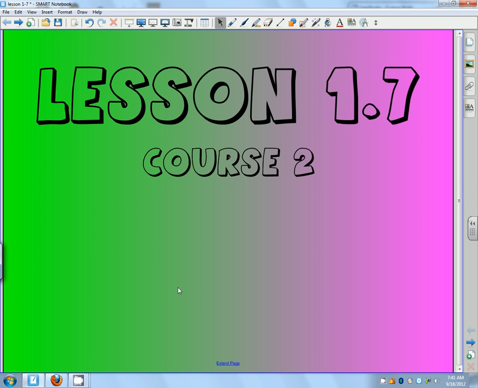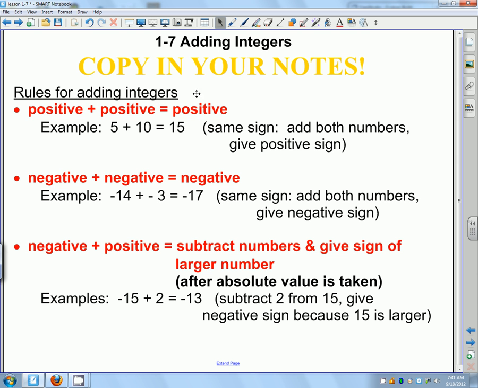This is lesson 1.7 for course 2. Take out your notebooks. The title of this lesson is adding integers. So on the top of your page, write 1.7, adding integers.